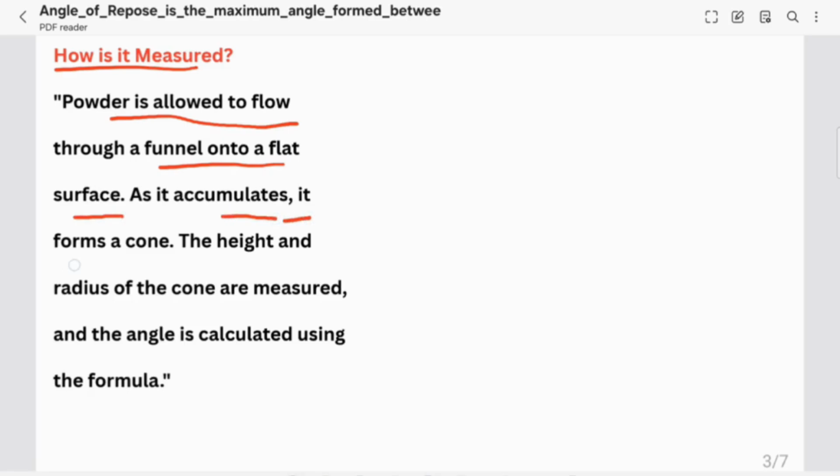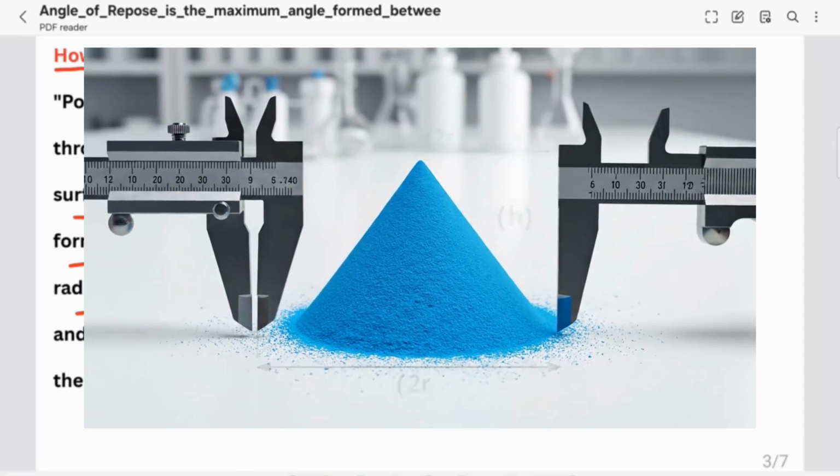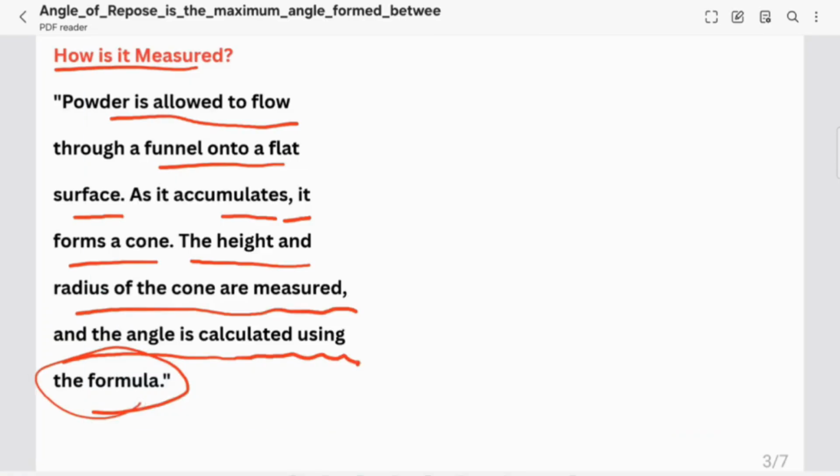As it accumulates, it forms a cone. The height and radius of the cone are measured and the angle is calculated by using the formula.